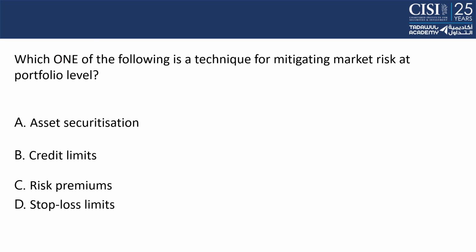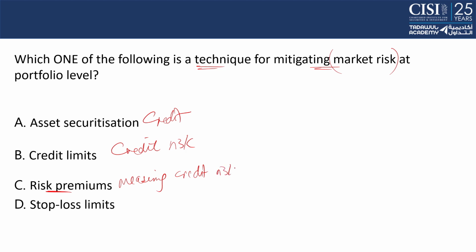So, which of the following is a technique for mitigating market risk? Securitization, this is for credit risk. Credit limits, this is for credit risk. Risk premiums are not a technique for mitigating any risk. They are a technique for measuring credit risk. Well, they can also be a technique for measuring market risk.